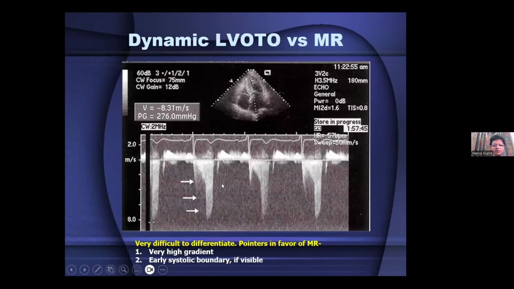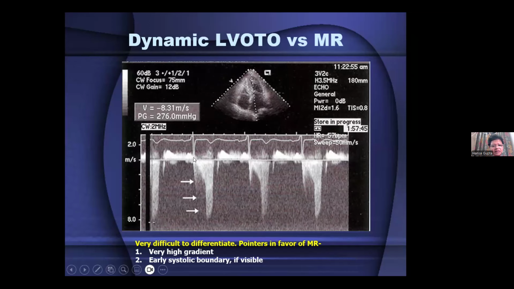Yes, this is important. This is what I was trying to tell you. Can you see two jets within one image? This jet, the one which is curved, is the LVOT jet. And this is the MR jet. The arrows are showing the border of the MR jet.